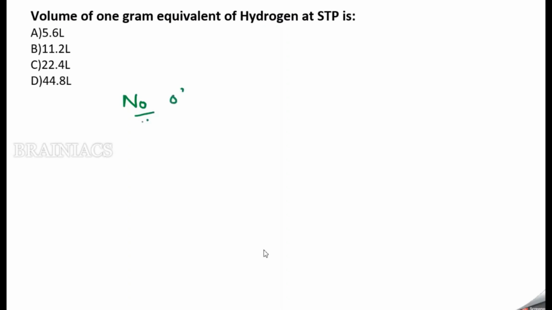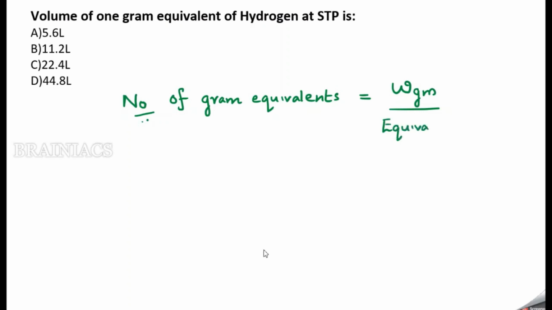Okay, so number of gram equivalents is equal to, tell me, weight in gram, correct, divided by equivalent mass. Okay, equivalent mass. Now what is given to you? They have given you the number of gram equivalent. How much gram equivalent they are speaking about? They are speaking about 1 gram equivalent. So number of gram equivalents is equal to what? 1. Correct. So I can substitute here 1.